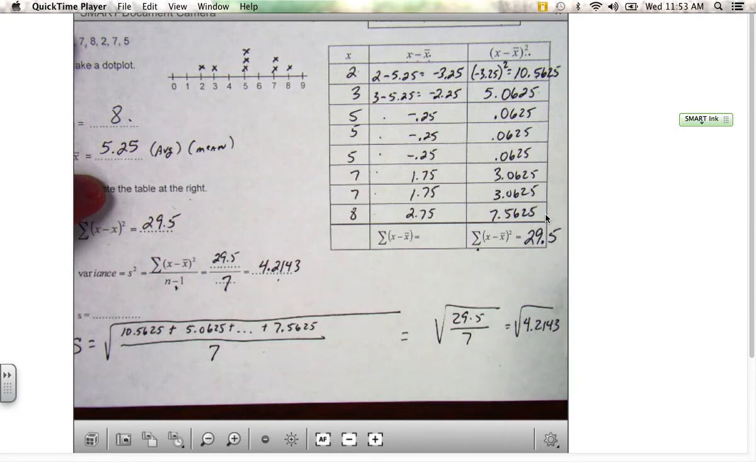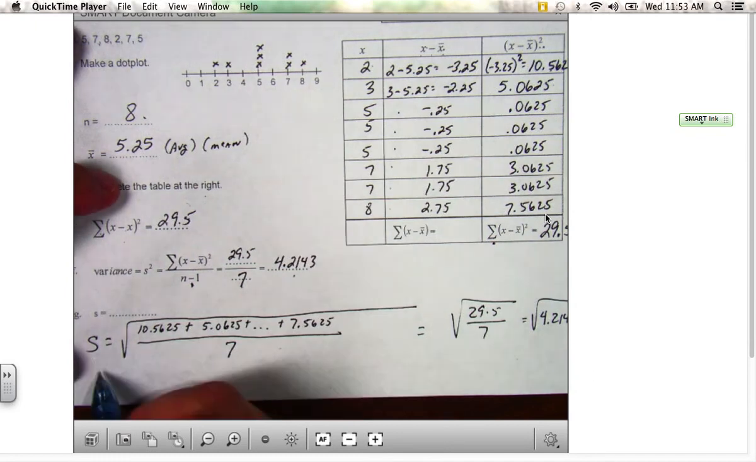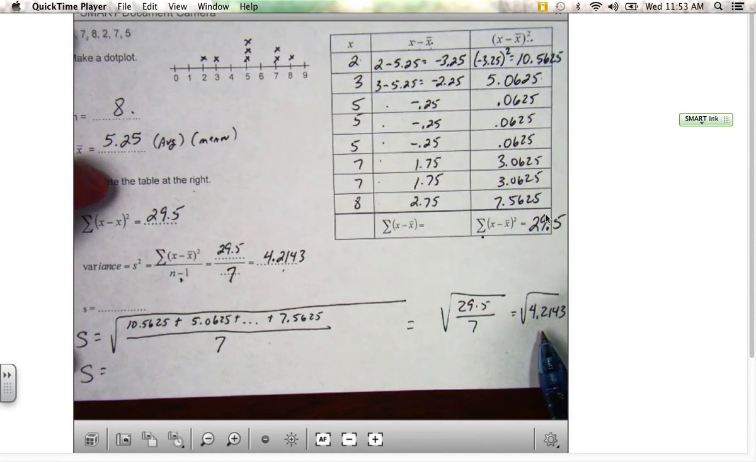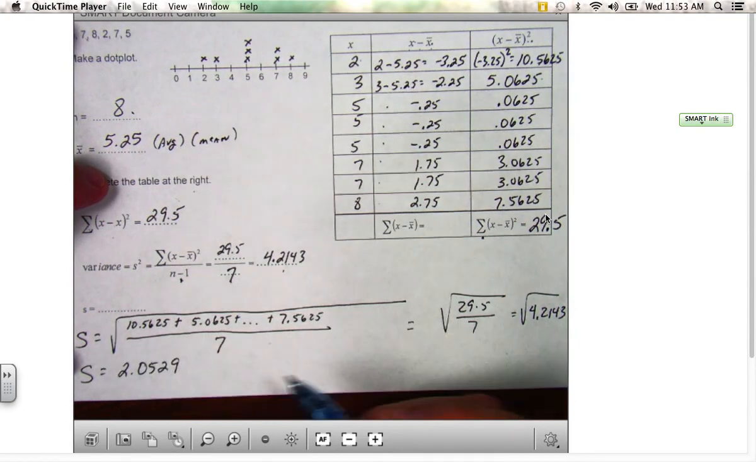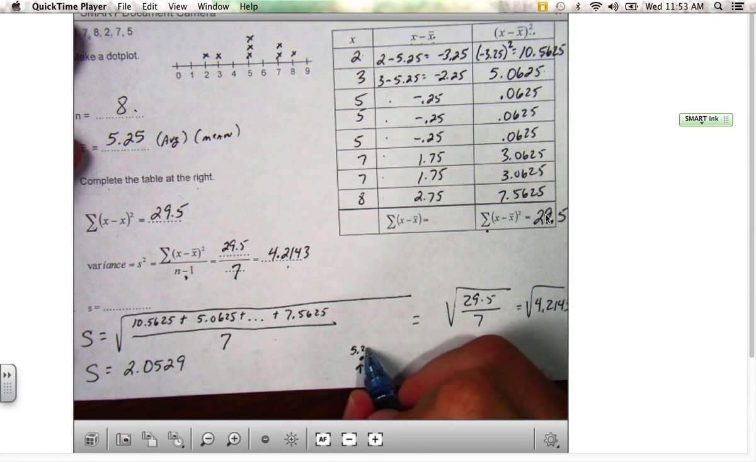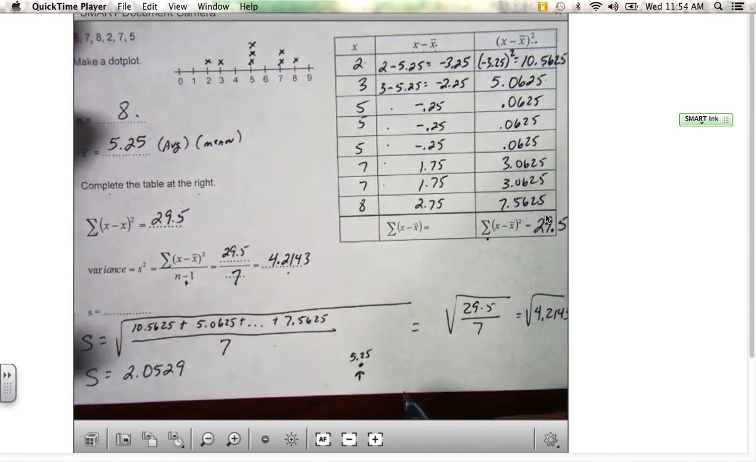Notice this is all under the square root, so I haven't found the standard deviation yet. When I take the square root of 4.2143, which is my variance, I end up getting 2.0529. What we have here is our mean of 5.25. We're going to add that 2.0529 three times to either side, and we'll go over that next day in class. And that concludes how you do this chart.